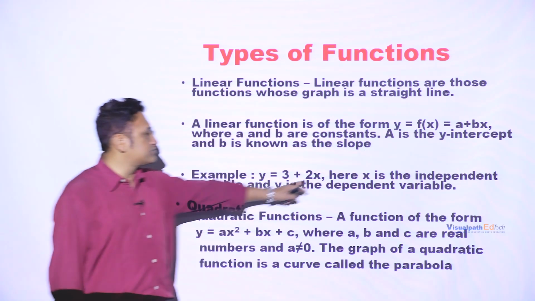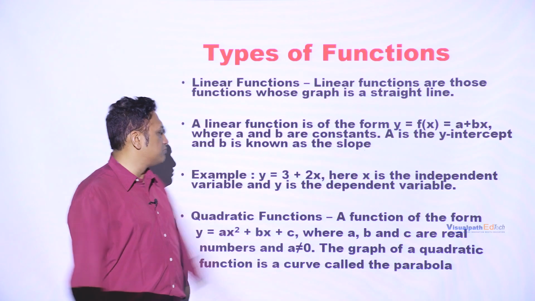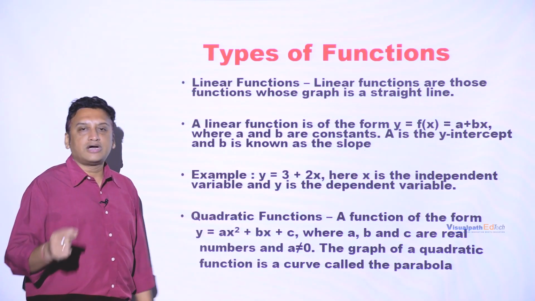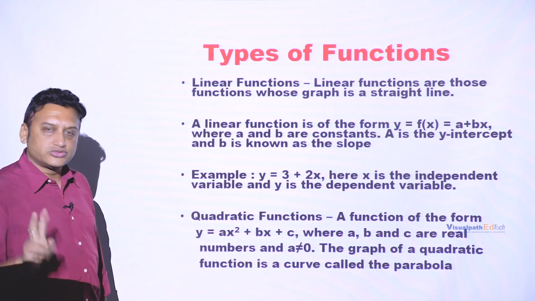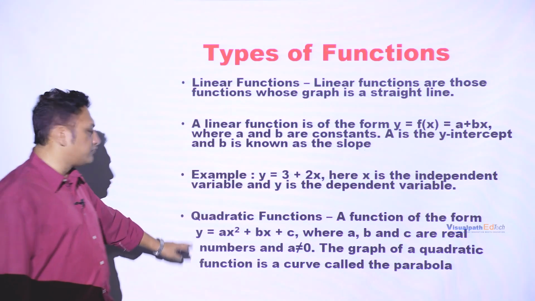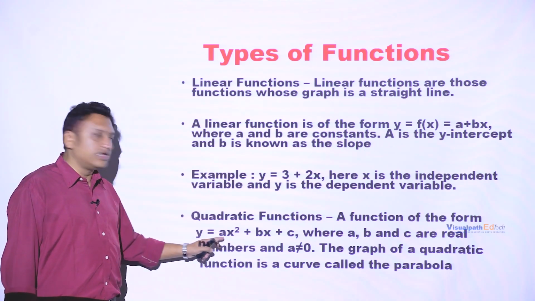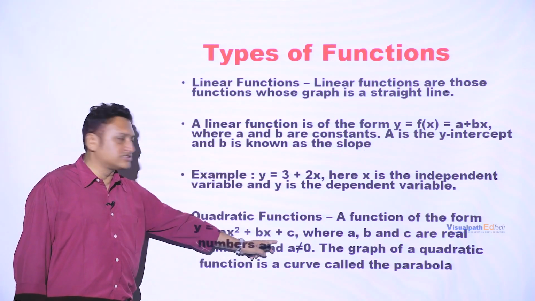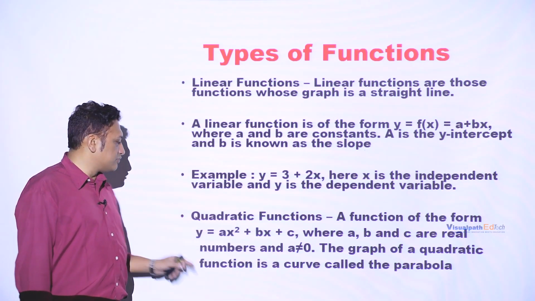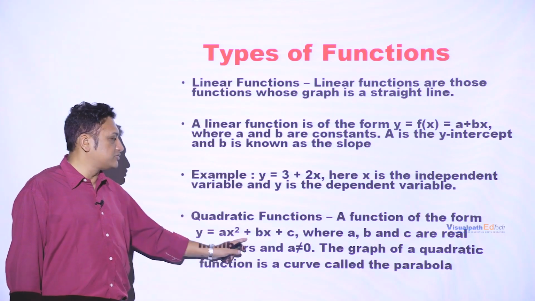So, here we have x to the power 1, only x means x to the power 1. But for quadratic functions, the maximum power of the dependent variable will be 2, and hence the name quadratic. So, a function of the form y is equal to ax square plus bx plus c. It is a trinomial, it has got 3 terms. So, y is equal to ax square plus bx plus c.